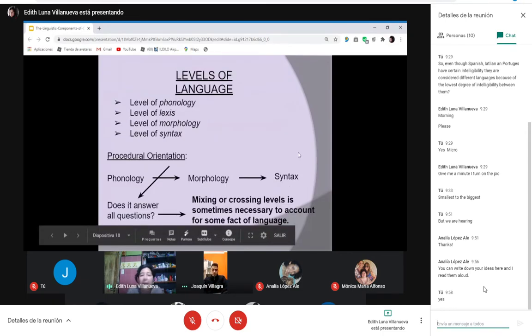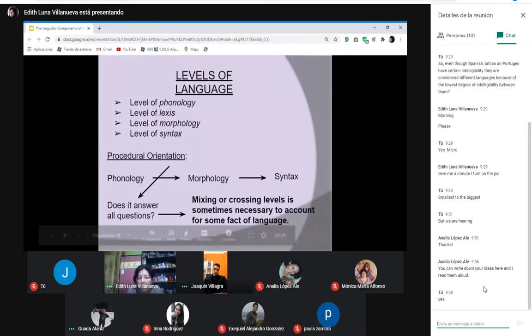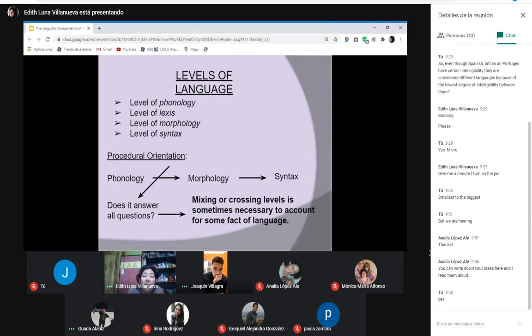Our focus today is on levels of languages, and I copied them down here just to have them at hand. What Joaquin mentioned was right. At the beginning, linguists thought that the best procedure was to move from phonology, then morphology, and finally syntax. I would say that when the circumstances allowed it, lexis was introduced between phonology and morphology.